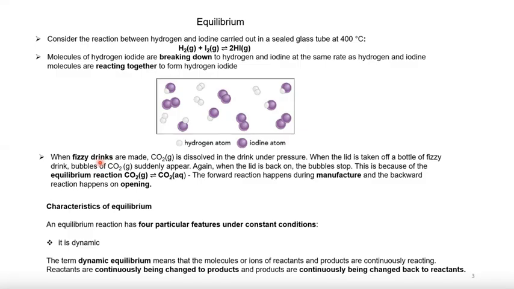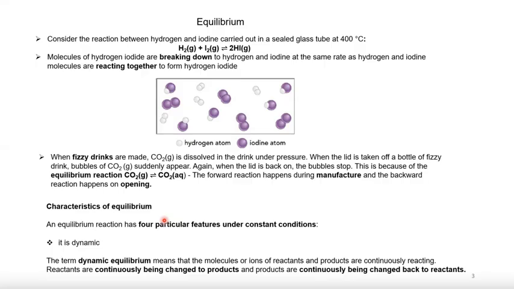Well, you see, when fizzy drinks are made, carbon dioxide is dissolved in the drink under pressure. When we take off the lid, we see bubbles of carbon dioxide suddenly appear. Again, when we put the lid on, the bubbles stop. This is because of the equilibrium reaction between carbon dioxide gas and aqueous carbon dioxide. The forward reaction happens during manufacture, and the backward reaction happens when we open it.